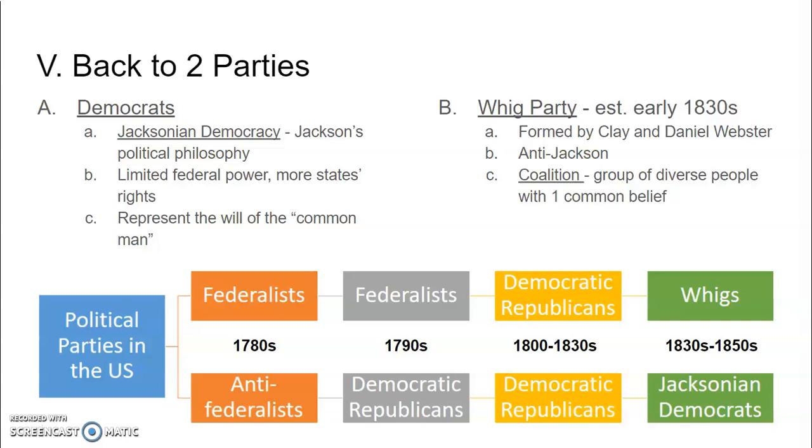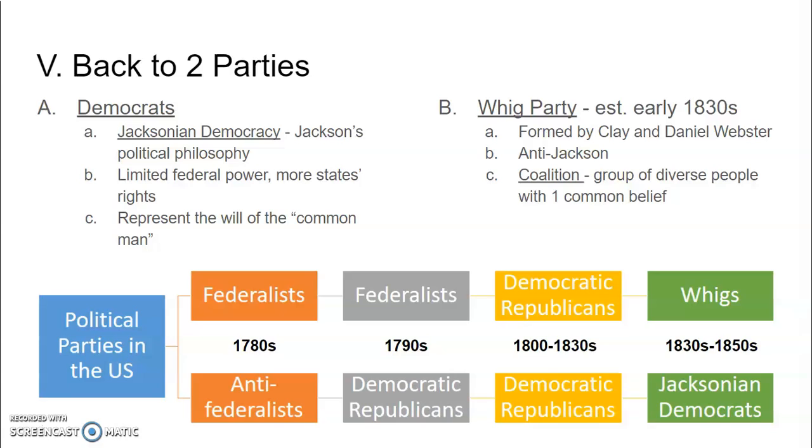The Democrats are going to be sometimes called Jacksonian Democrats. They like to follow Jackson's political philosophy, which is known as the Jacksonian Democracy. Basically, they like to limit federal power. They like to have more states' rights, and they consider themselves to be the party of the common people. The less wealthy people, less educated people, the average American.